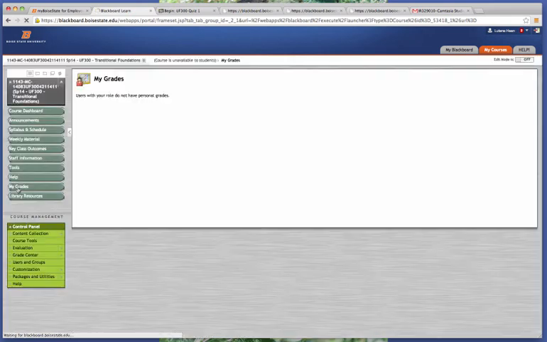I have a tab here for My Grades. I'm not a user that's enrolled, so my grades won't show up, but that is how you can check your grades on an ongoing basis. And there is a tab for library resources. Most of the readings I will post for you within the course.